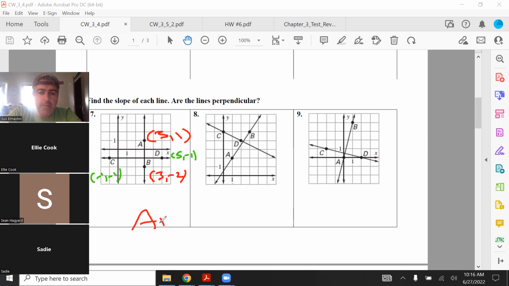For line AB, let's get that slope. So it's 1 minus -2 over 3 minus 3. It's 3 over 0. That's a problem. You can't divide by 0. So it's undefined.